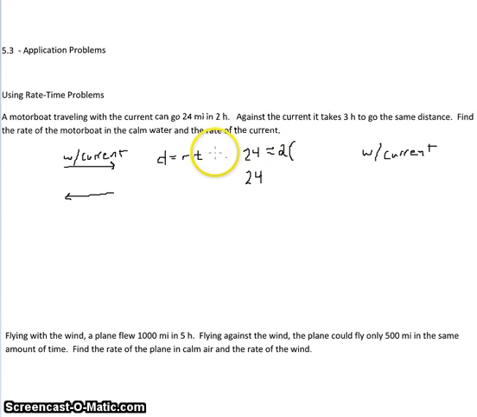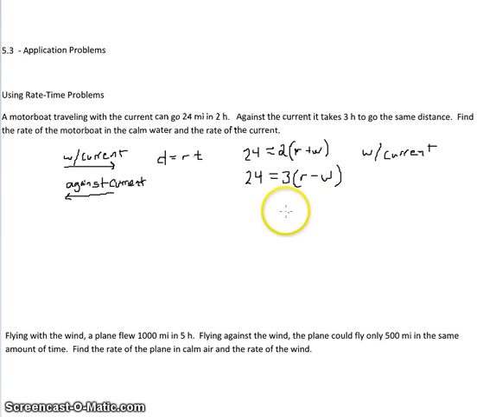The problem is that the current is the result of the speed of the boat and the water. So I'm going to write R plus W. Because you add the speed of the water to the boat, that increases the speed. Now, for the speed of the boat against the current, we're still using the same formula except for the fact that it's taking 3 hours now, and instead of adding the water, we have to take that speed against it and subtract it.